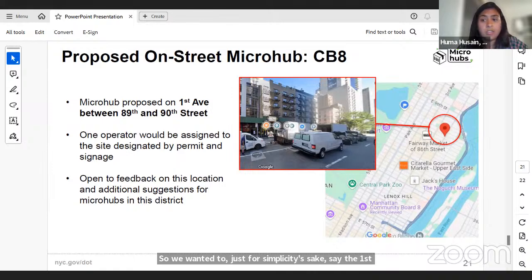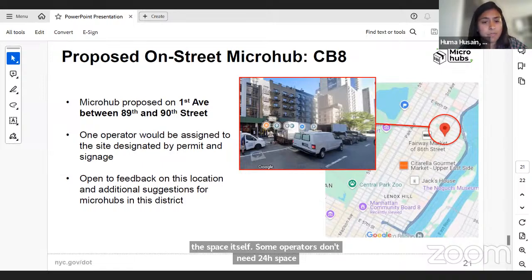And then if we determine a way to have it be shared, I think that is ideal because it's maximizing the efficiency of the space itself. Some operators don't need a 24-hour space. They maybe just need it for the morning window, and then we could have someone come in for the afternoon. But that's a longer term goal.